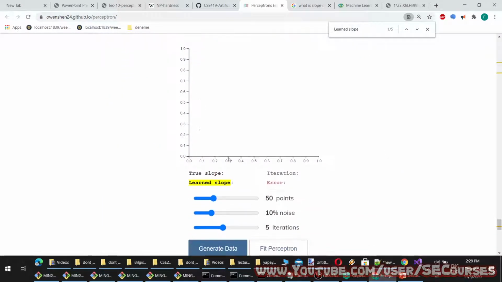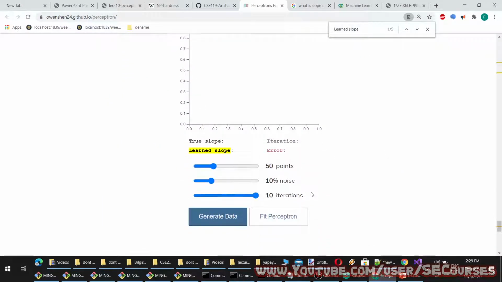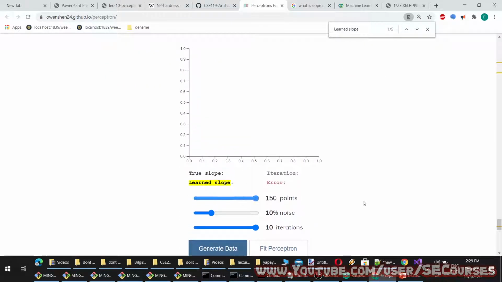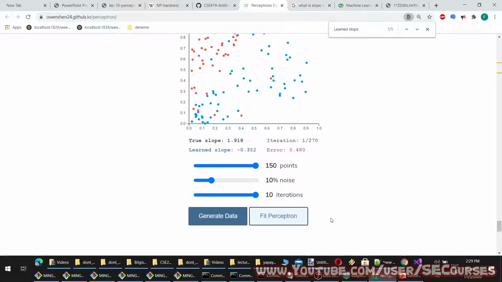And there is also voted perceptron. With voted perceptron, we can set the number of iterations and try with it.